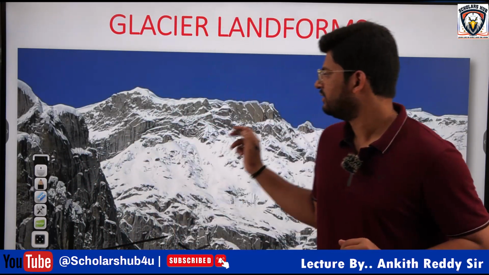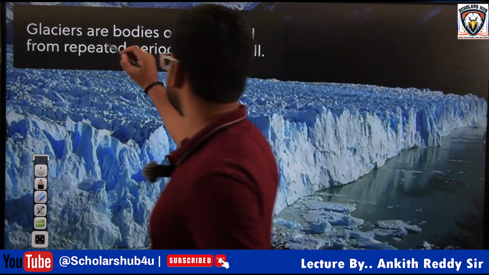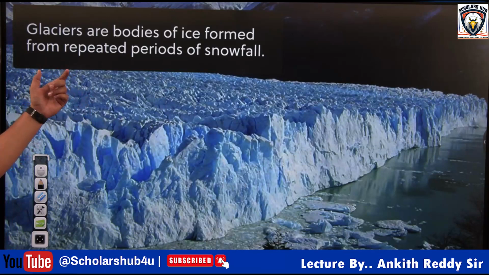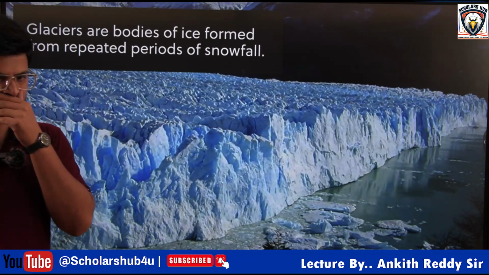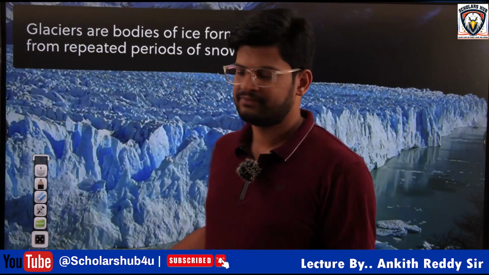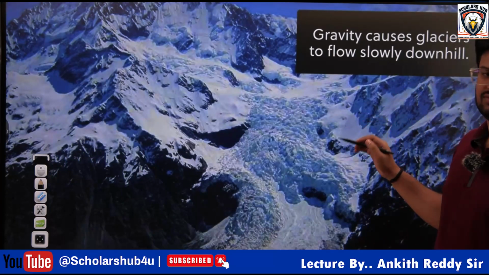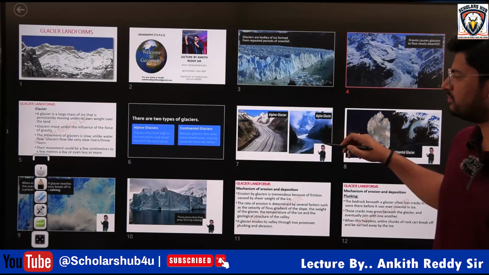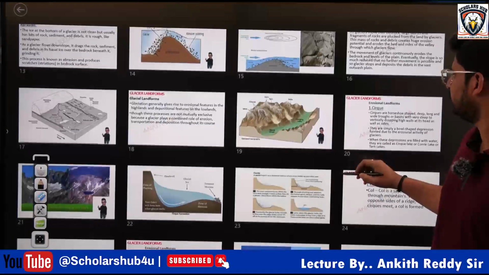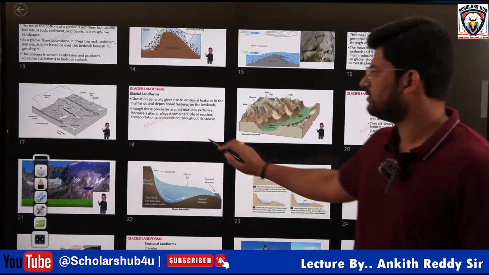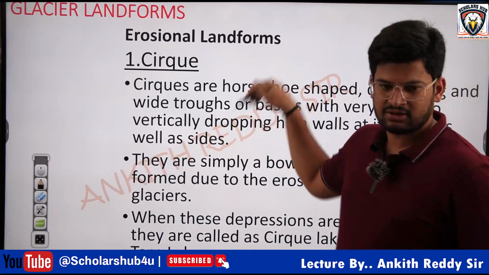Right. So what is a glacier? Glaciers are bodies of ice formed from repeated snowfall, and this will move. Getting my point? So gravity causes the glaciers to flow down the hill. What do we call this? Glaciers. There are types of glaciers, but they are not important for us. So, in glacial landforms, first we will start with erosional features.